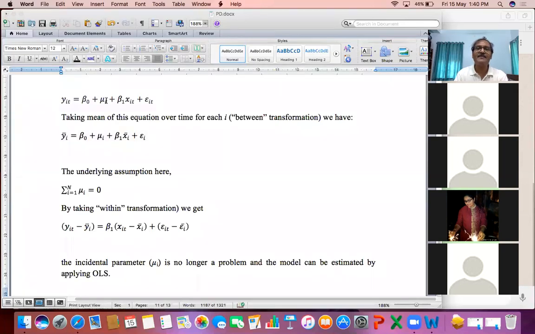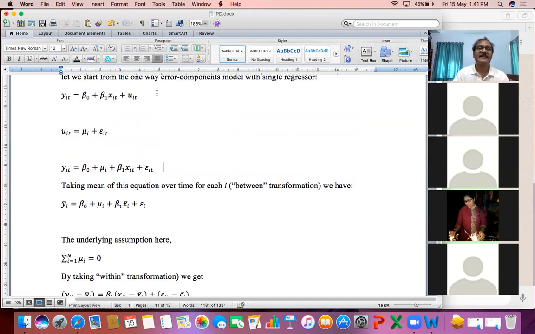Similarly, mu i is also constant over time, so you will get T into mu i. After dividing by T, you have mu i. For this part, beta 1 is a constant, and from here you have x bar i. Similarly for the random error, epsilon it. So this is our first equation. We have started with this. So suppose this is our equation 1.